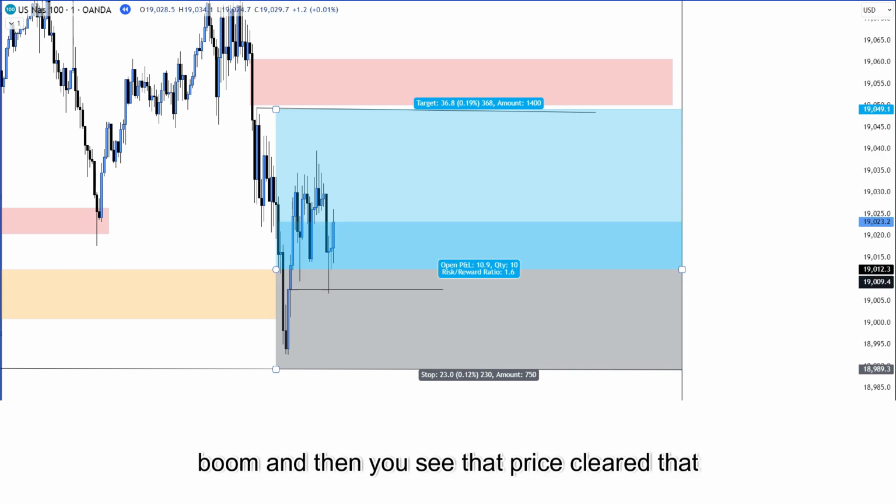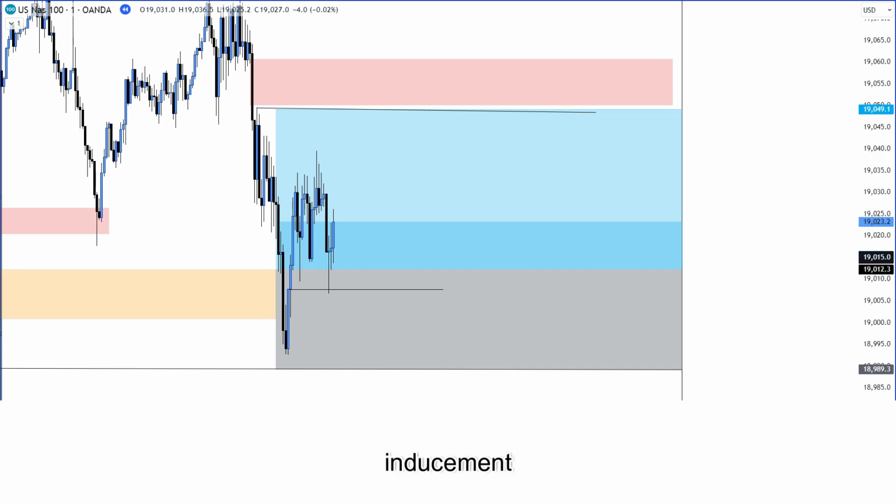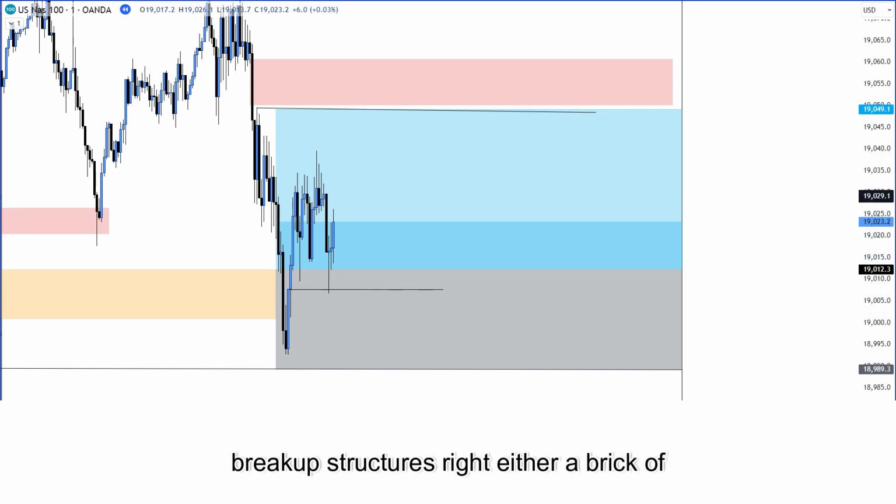Boom, and then you see that price cleared that lower time frame inducement, probably a 15-second or a 30-second. Price clears this inducement and taps inside of this zone right here. Perfect. And now we're looking for higher prices right here. And now I'm just looking for breakout structures, right? Either a breakout structure of this old high or this old high to give me my confirmation that I'm now safe inside of this trade.